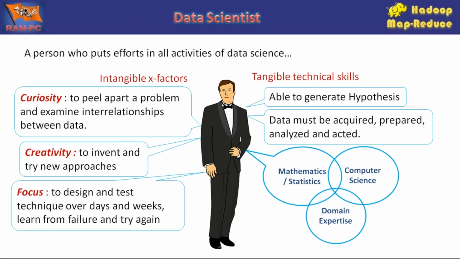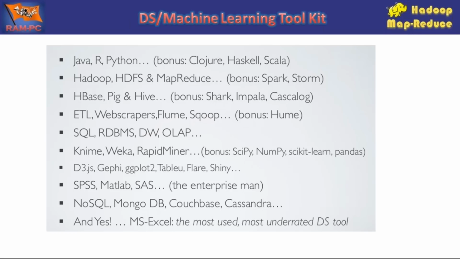Then the data science and machine learning toolkit. Here it is a toolkit: Java, R, Python, Hadoop, HDFS, MapReduce. All these are required things for data science. Remember one thing, in the market right now they are not showing the difference between data science and machine learning. That is very bad actually. I feel very bad.